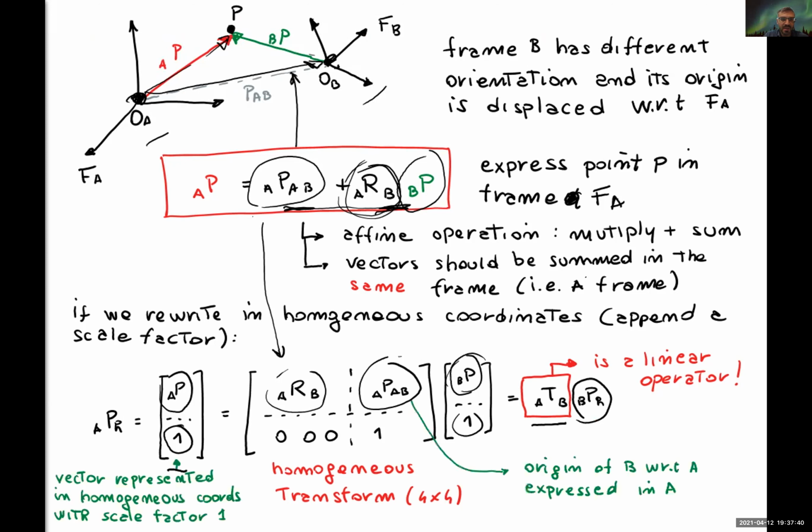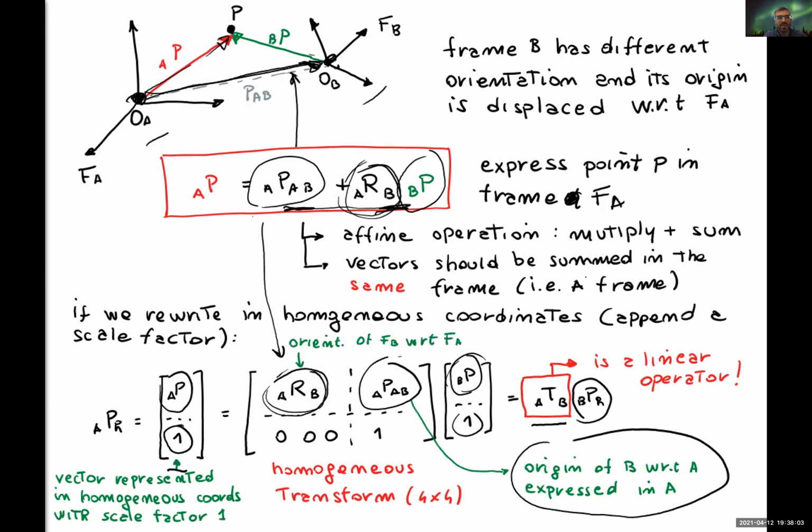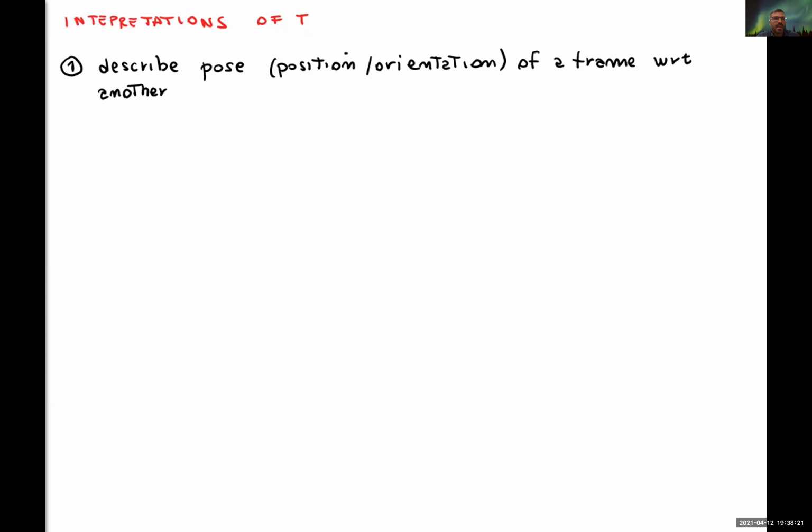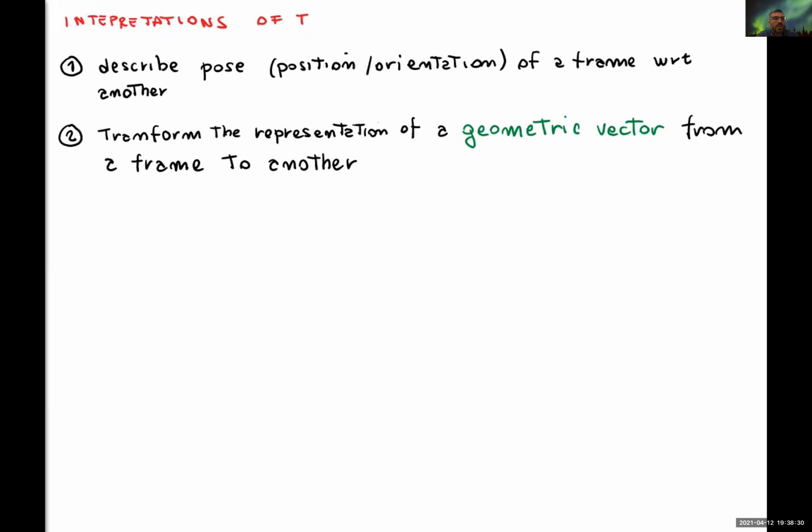So we can do composition of matrices, and see here I said it's the origin of frame B with respect to frame A expressed in frame A. So this is important, this segment, this vector expressed in frame A, while that is the orientation of frame B with respect to frame A that we saw. And to conclude, we can interpret this homogeneous transform T that describes the position and orientation of a frame with respect to another, as we did for rotation matrices, also as an operator that changes the representation of a geometric vector from a frame to another.